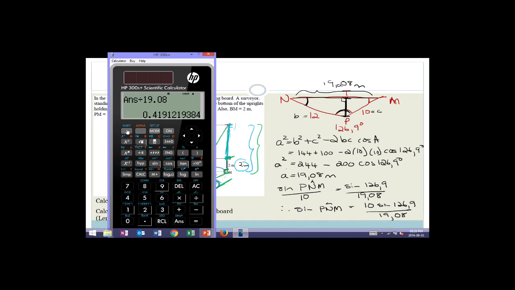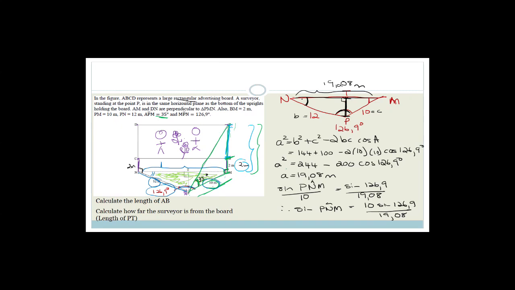So what do we do? We go shift sine of the answer, close bracket, equals, and we get 24.78. So this angle here is 24.78 degrees. Awesome, because now we can use the right angle triangle.